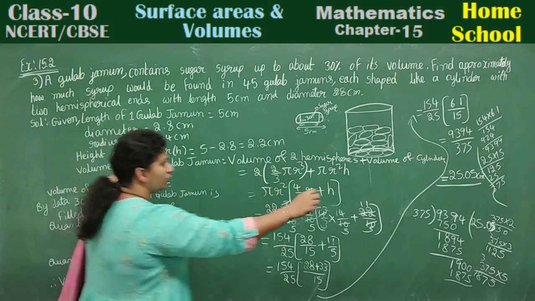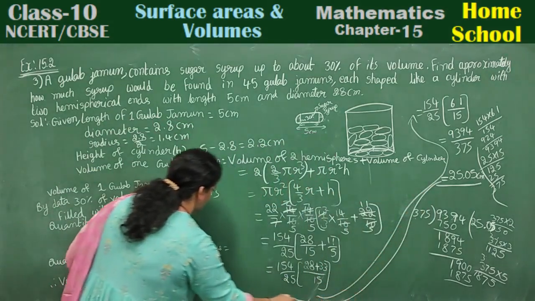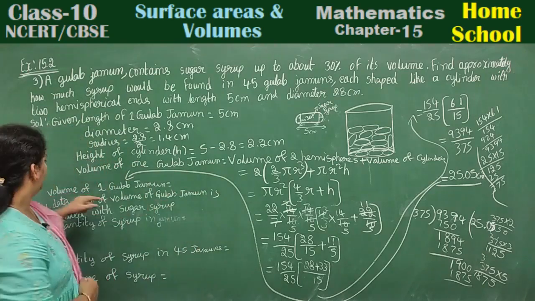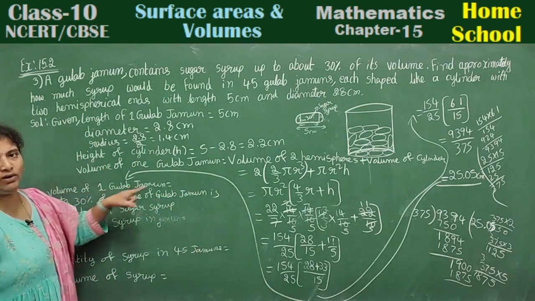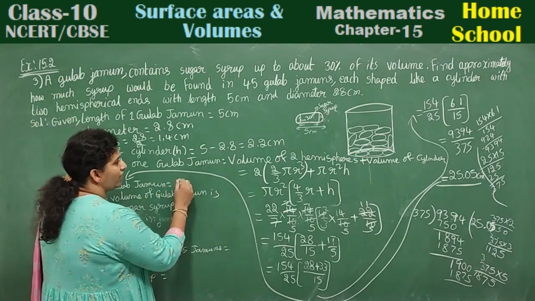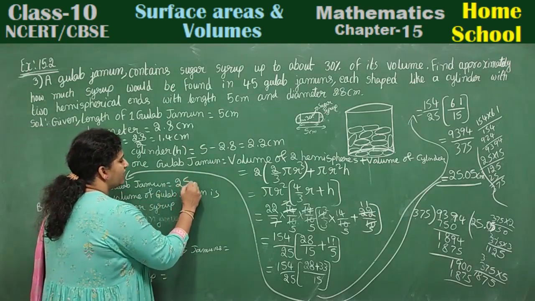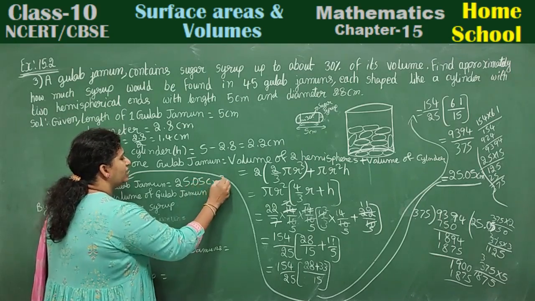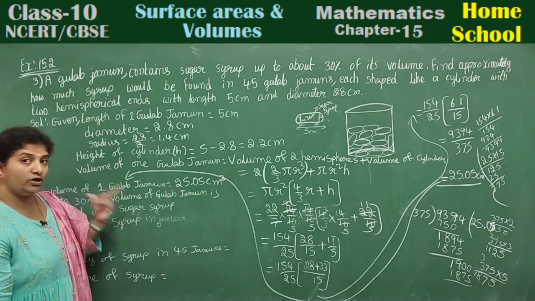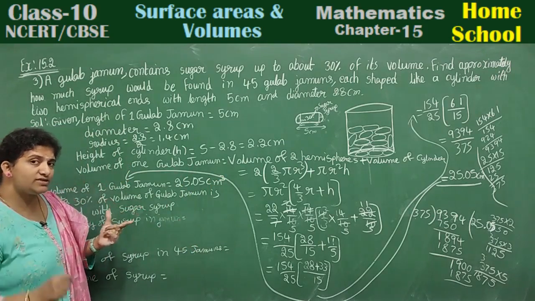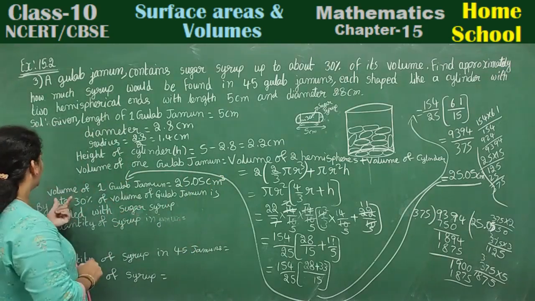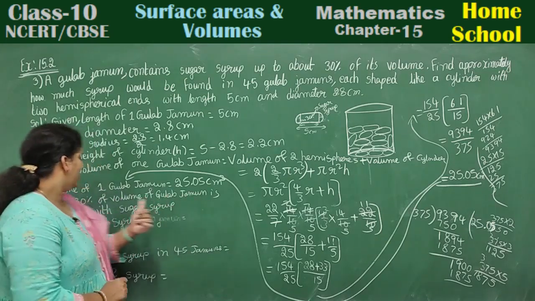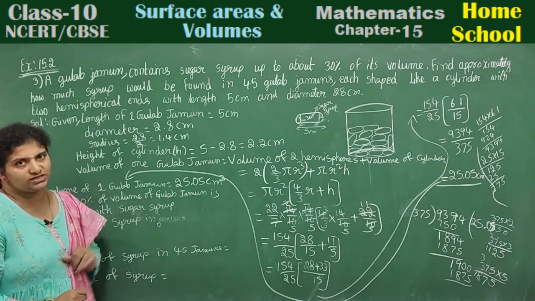Now, let's continue the problem here. Volume of one gulab jamun is 25.05 centimeter cube. But what do we know? 30% of the jamun is covered with sugar syrup. By data, 30% of the volume of the gulab jamun is filled with sugar syrup.